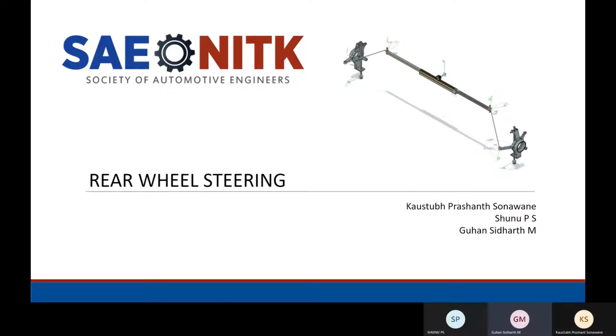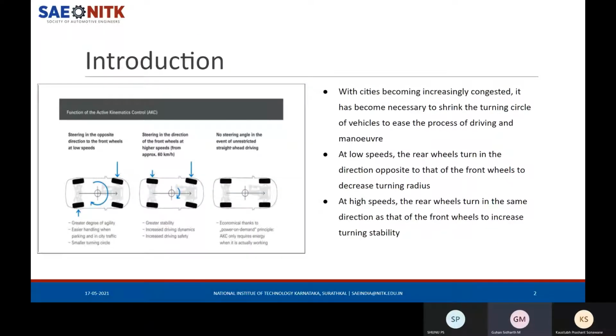Going into the introduction, our project aims to reduce the turning radius of vehicles at low speeds, mainly to facilitate easy driving and easy maneuvering in congested cities. And at high speeds, we would also be implementing a limited rear wheel steering to increase the turning stability.